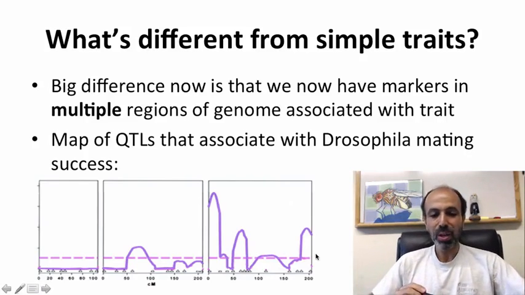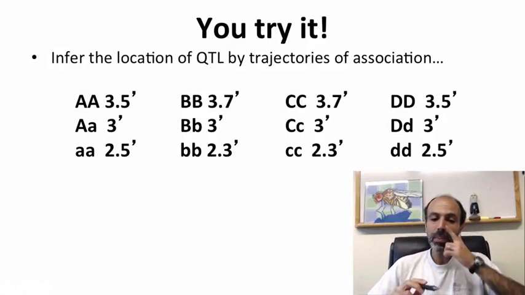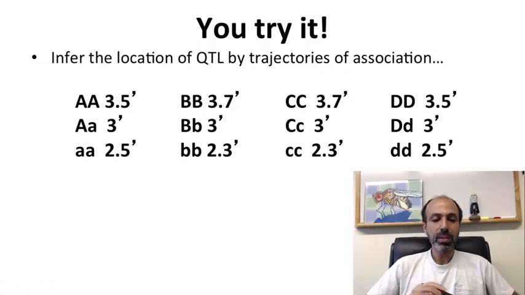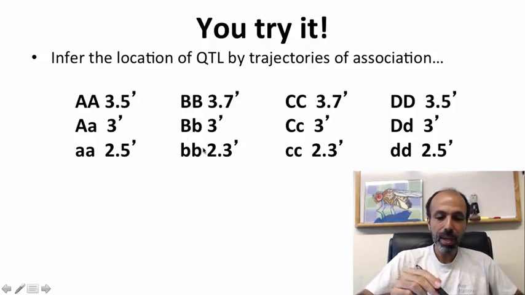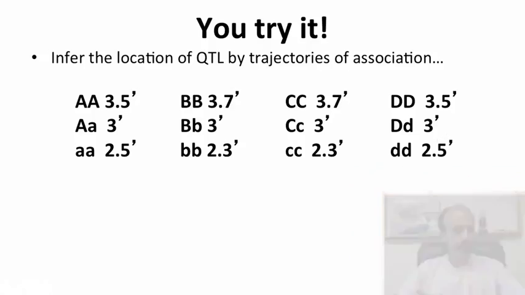Now let me give you one to try. Infer the location of the QTL by the trajectories of association here. This is basically the same principle as before, but what would you predict in this case? Here we have an association with A, B, C, and D. Hopefully that wasn't too difficult for you.